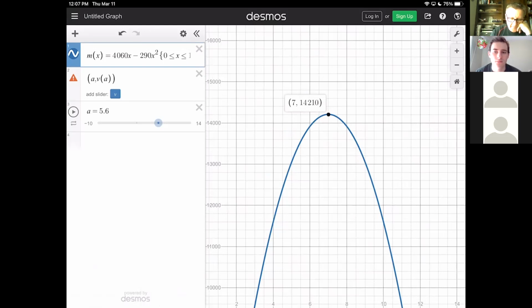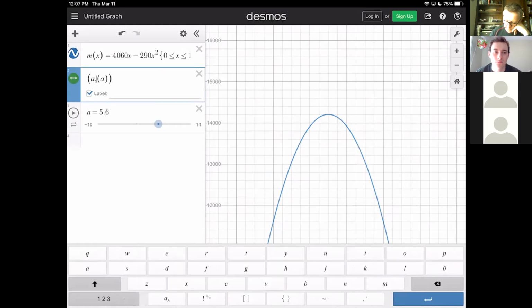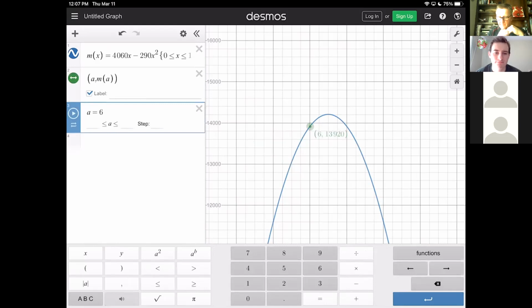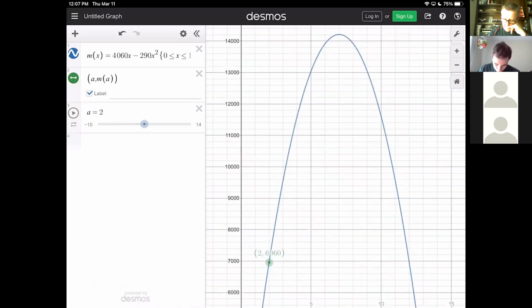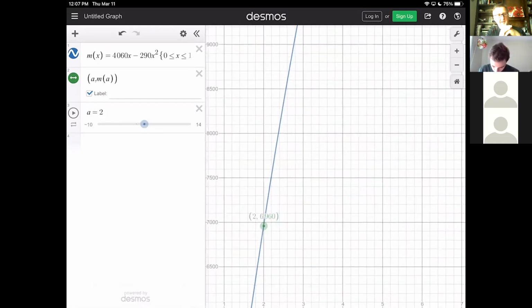Let's check to see. Let me fix my little slider deal so that it can do all of our work for us. Let's see if it's working. A minute ago, we tried 6. Isn't that what we got? 13,920. So that's the moment there. We also tried 2. Isn't that the answer we got? I don't see it. Where is it? Oh, it's too far down. There it is. Isn't that what we got? 6960.